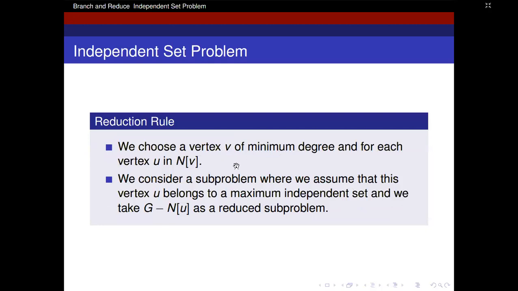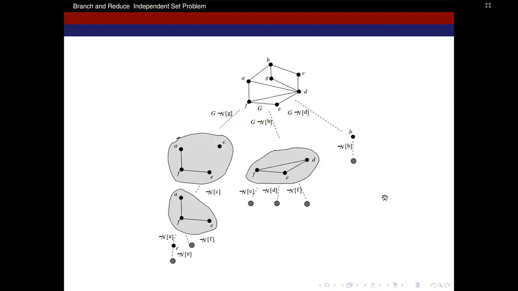We choose a minimum degree vertex, and for each vertex of its closed neighborhood, we consider a subproblem. We assume that this vertex U belongs to the maximum independent set, and so we take G minus N[U] as a reduced subproblem. I will quickly review the idea using this graph.